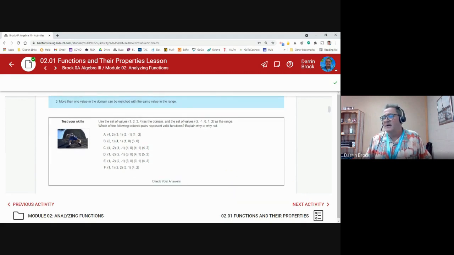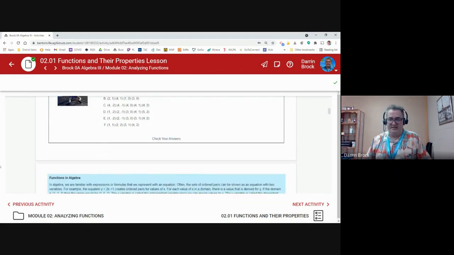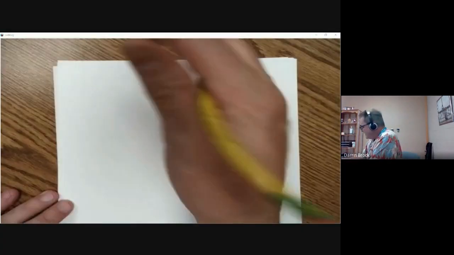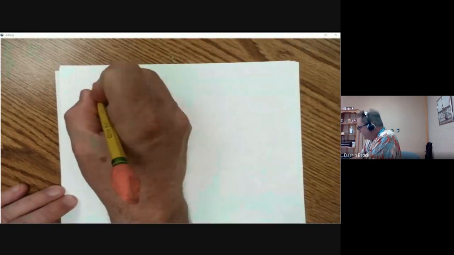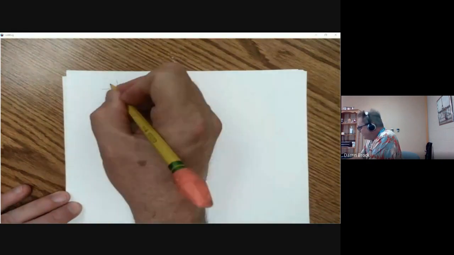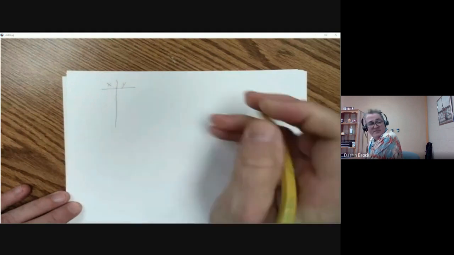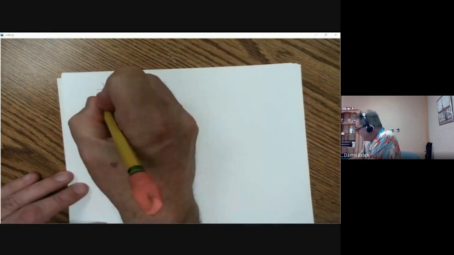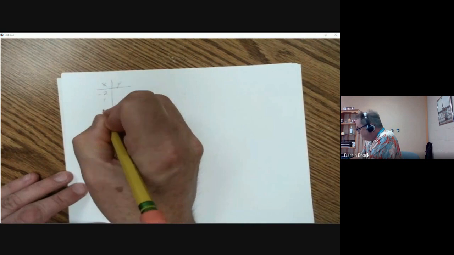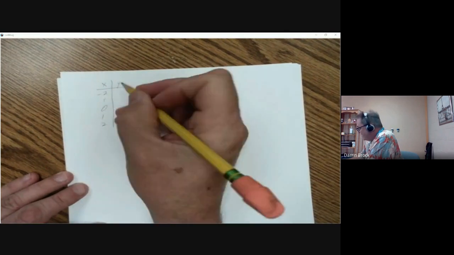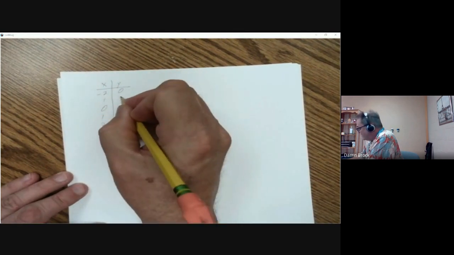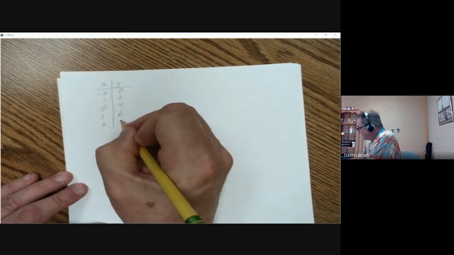So let me switch to my document camera, and let's talk about that with just some examples on paper, just to make that a little easier to understand, perhaps. Okay, so it's saying there's only one y for each x. So let's look at it with a table. We can present a function with a table. So if we're checking to see if this is a function, and we have -2, -1, 0, 1, 2, and they're assigned to 0, 2, 4, 6, and 6.